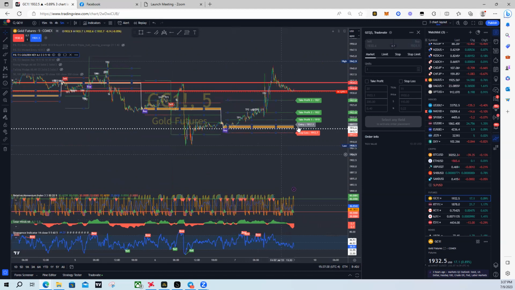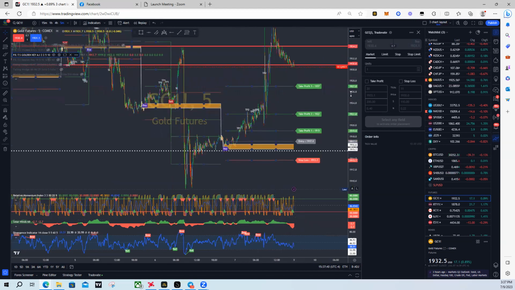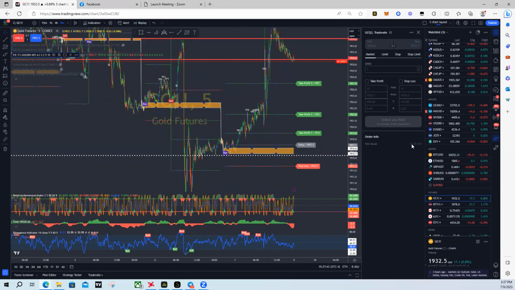So notice this move on this buy in gold. Now, if you were trading at $10 per tick, which is per point, and there's 10 points per pip, this entry went up 2 pips, which is 20 points. 20 points times $10 is $200 profit. Notice this small move was $200 profit. This is $500 profit. This is $1,000 profit.